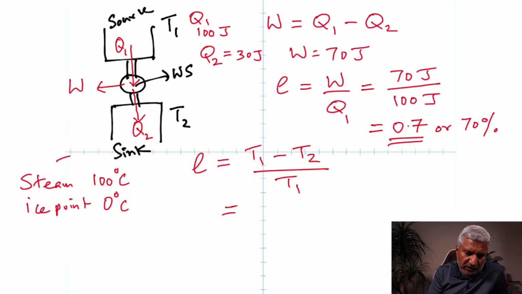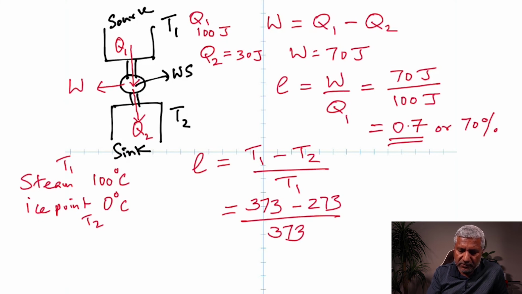So T1, instead of 100, wouldn't that be 373? You got to add 273 Kelvin. Right? 273 to make it into Kelvin, I mean. So minus T2 is 0, but that is 273. So if you do that, do you get something like 0.37? 100 by 373. How much is 100 by 373? 100 divided by 373, 0.268. Okay, 0.27. That was 0.27. So that's 27%.